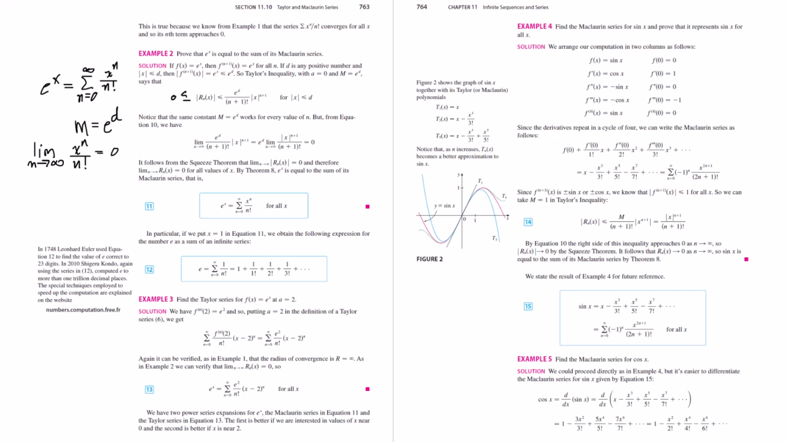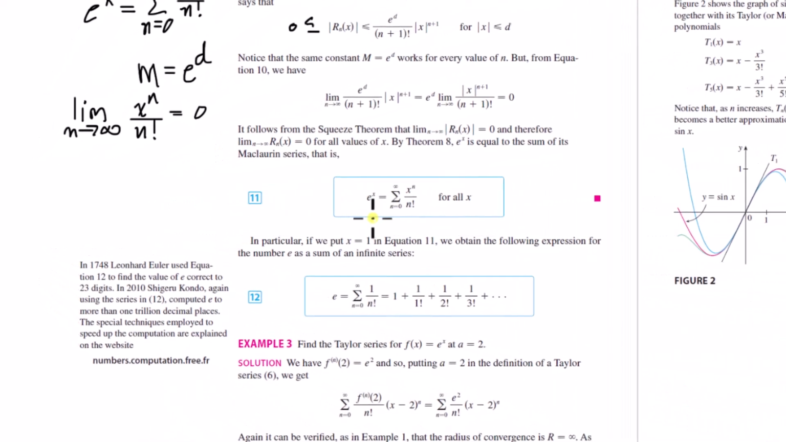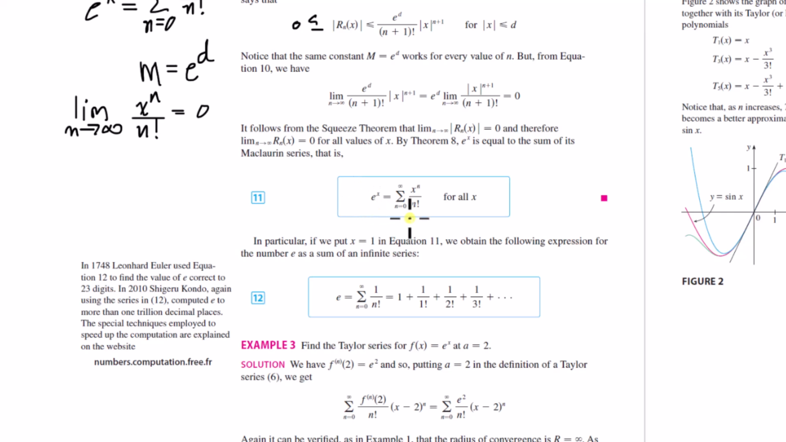Okay, we're picking up where we left off in the Taylor and Maclaurin series section. So in the previous video, we were introduced to Taylor's inequality, and then we worked an example problem where we used Taylor's inequality to prove that a function was equal to its Taylor series. Specifically, we proved that e to the x is equal to its Maclaurin series for all x.